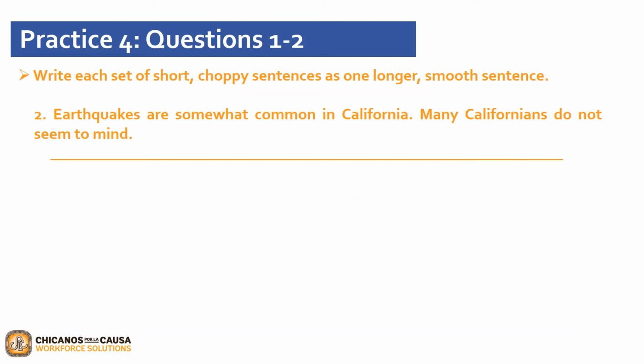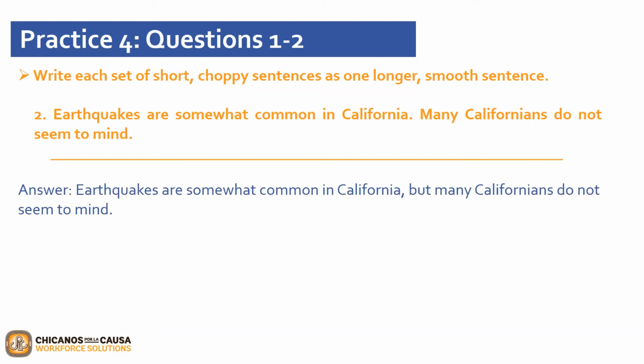The second question states, "Earthquakes are somewhat common in California. Many Californians do not seem to mind." How would you rewrite this sentence? The correct way you would rewrite this sentence is, "Earthquakes are somewhat common in California, but many Californians do not seem to mind."